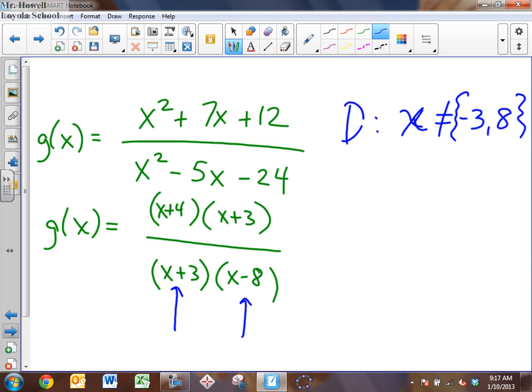So that's my domain. Even though these cancel each other out, it's not like it's gone, because if you go back to the original, a negative 3 is still not allowed, and it's zeroed for g of x.